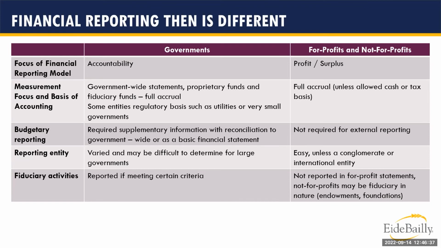Now, I'm going to talk about the reporting entity in a little bit, but for many governments, the reporting entity may be vast, especially in states and frankly, the federal government. Contrast that with a typical for-profit or not-for-profit. Conglomerates with global operations may even have simpler reporting entities than a large state such as New York or California. Finally, many governments have fiduciary activities which are reported due to accountability.